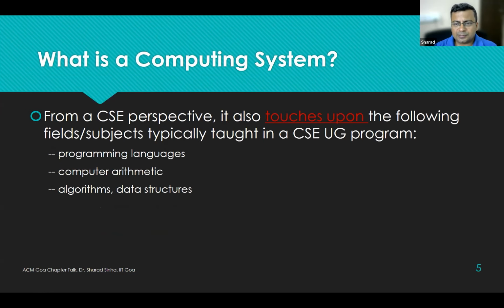But in addition to those courses which are taught and which define the backbone of computing systems area, there are also courses which are touched upon by the computing systems domain. For example, programming languages. I will show you later on how this is related. Computer arithmetic, which is more about how you can do mathematics with computers, and algorithms and data structures, which are the two courses always taught in a CSE UG program. These are also subjects or topics which once in a while, or sometimes depending upon your research topic or research area, you may have to get into.